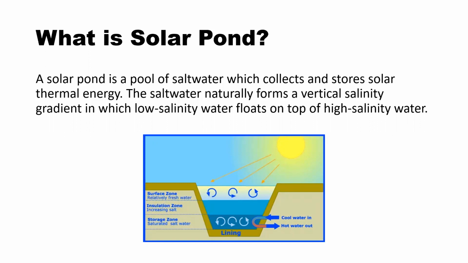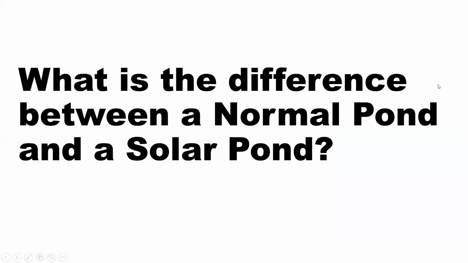An artificially constructed pond in which significant temperature rise is caused to occur in the lower regions by preventing convection is called a solar pond. A solar pond is a pool of salt water which acts as a large scale solar thermal energy collector as well as integral heat storage for supplying thermal energy. So the basic idea of a solar pond is that we use the salt gradient for preventing natural convection and heat losses.